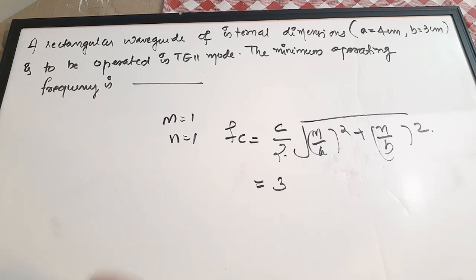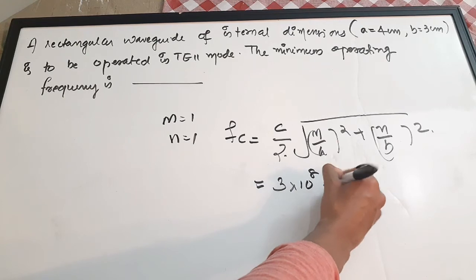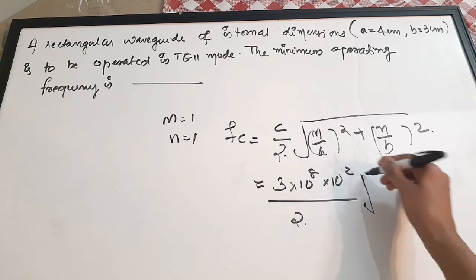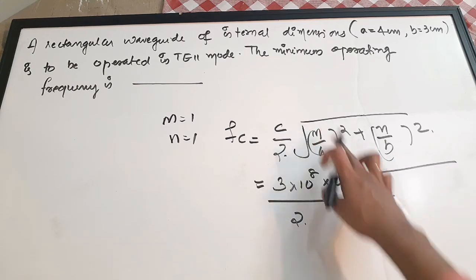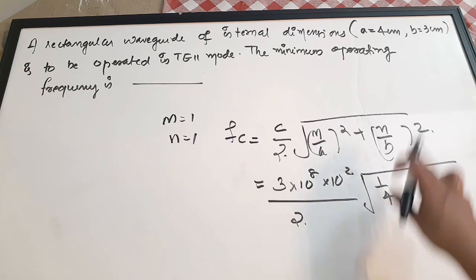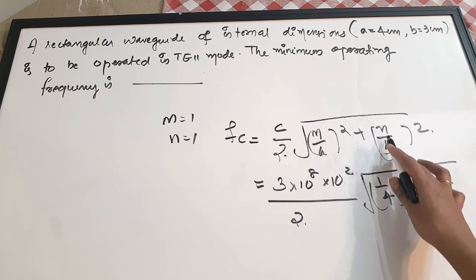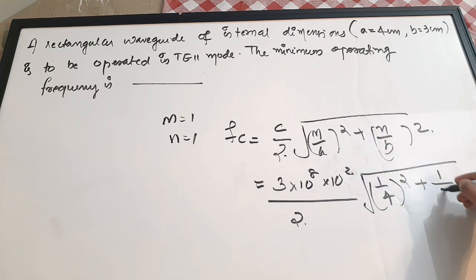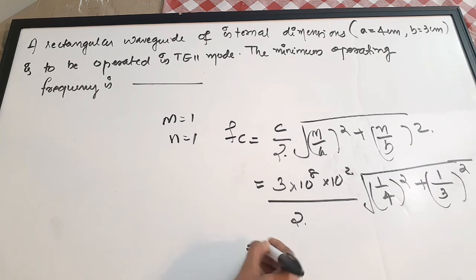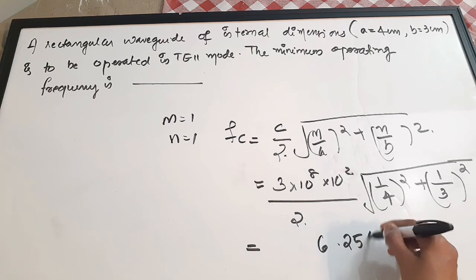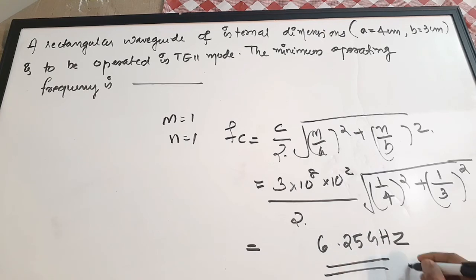So, 3 into 10 raised to 8 into 10 raised to 2. I am going to substitute like this. Then, by 2 square root of (1/4)² plus (1/3)². Here m is 1, a is 4, and n is 1, b is 3. Now, if you solve it, you will get the value as 6.25 gigahertz.